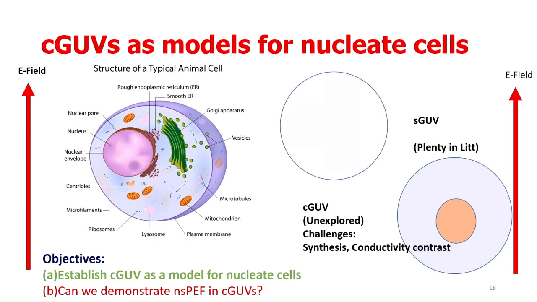Giant vesicles have been shown as a good model for understanding cell biophysics, and we argued that if you want to study the cell biophysics of nucleate cells, then they probably are not the best model. Something like this is not the best model, which we call a simple giant unilamellar vesicle. We think that a compound giant unilamellar vesicle is a better model for eukaryotic cells.